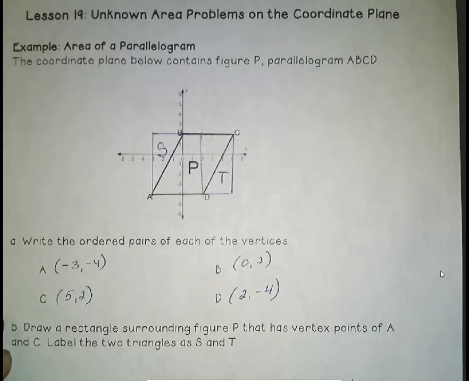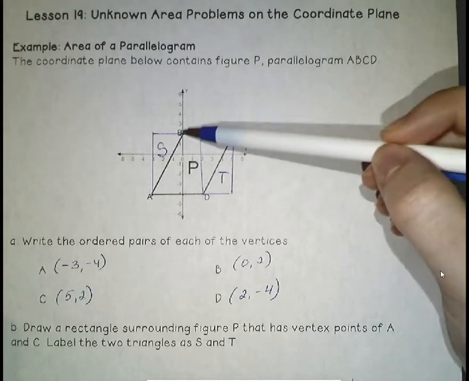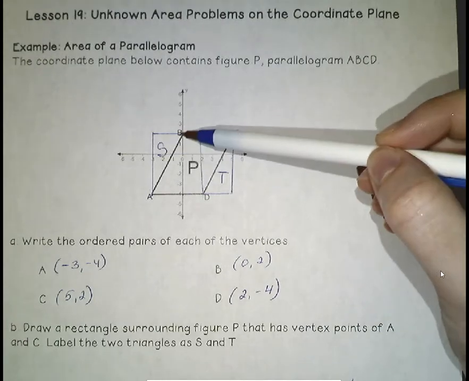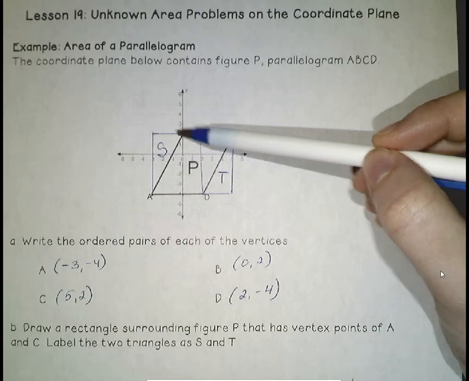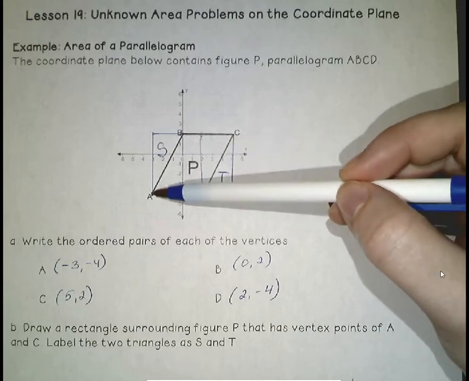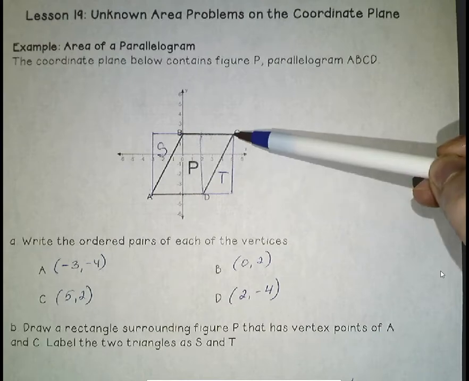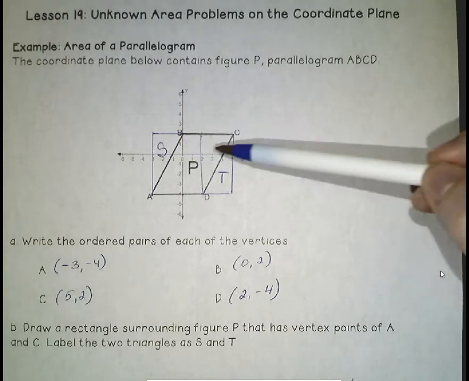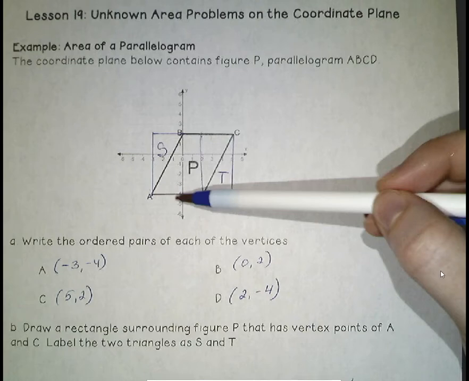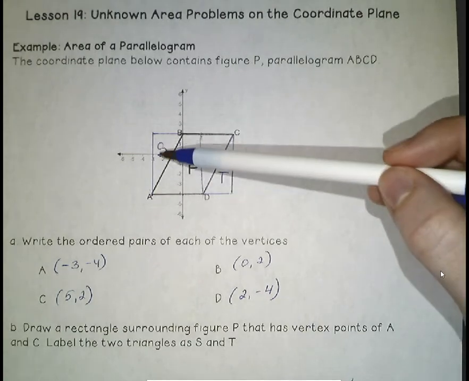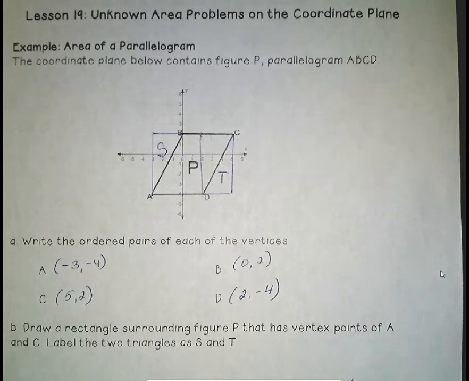So if we look at these two triangles again, both triangles have an area of 9 units squared because both of them have a base of 3 units and a height of 6 units. And again, if I combine them together, I will get a rectangle that is 3 by 6 with an area of 18 units squared. Each of them is 9 units squared.